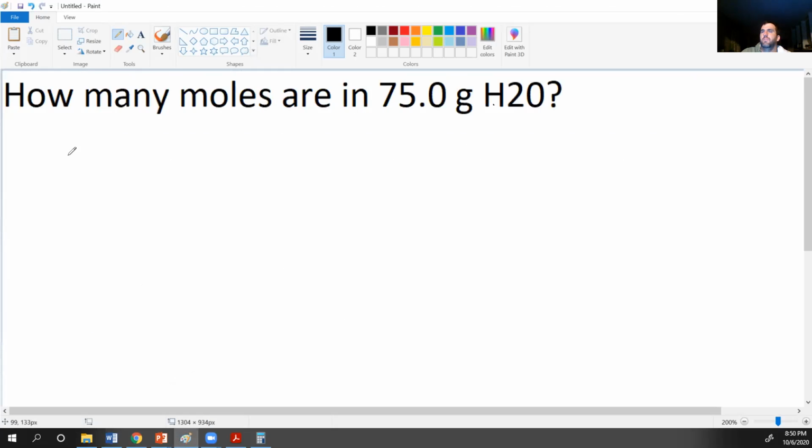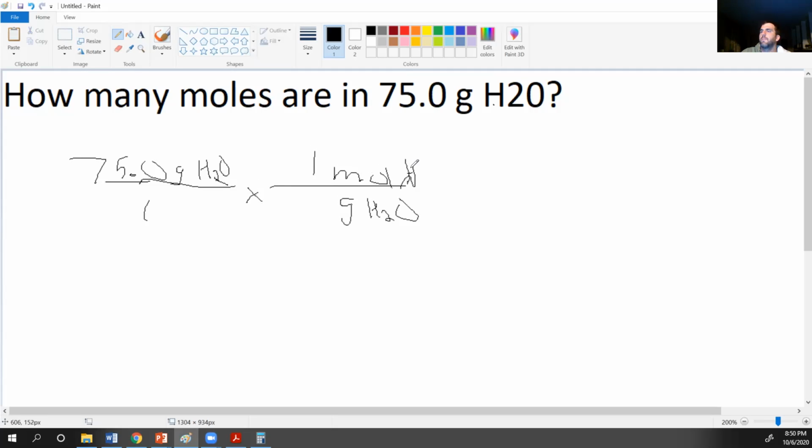So first step in conversion problems, take what I know, 75.0 grams H2O over 1 times grams H2O goes on the bottom. I want to go to moles, and so I'm going to use the molar mass. I know the molar mass is defined as the number of grams per 1 mole. I know already, you have to go calculate it, that the molar mass of H2O is 18.0153.